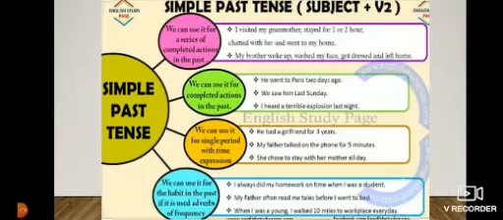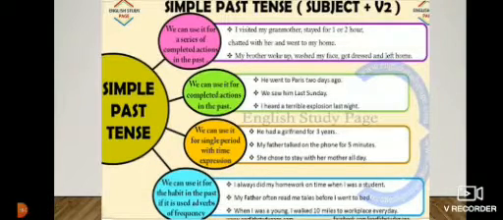We often use the simple past tense for a series of completed actions. Here in this pink one, it is written that a series of completed actions is there in the past. Like I visited my grandmother, stayed for 1 or 2 hours, right? So here they are saying that when the actions have been completed in the past, we use simple past tense. Like I went to Paris 2 days ago, so it is already done, right? Once. So that is why the completed actions will be in the simple past tense.